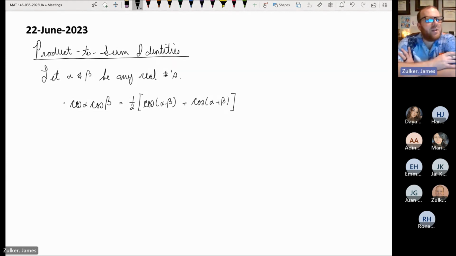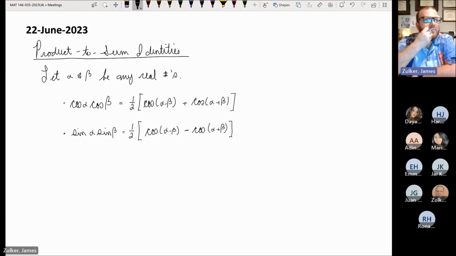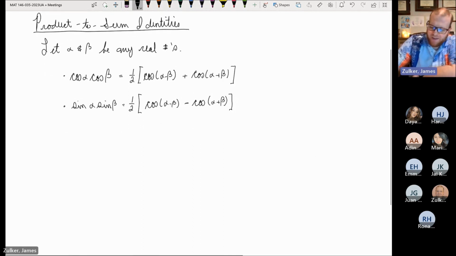So cosine of alpha times cosine of beta would be a half the quantity of cosine of alpha minus beta plus cosine of alpha plus beta. Sine of alpha times sine of beta would be half the quantity of cosine of alpha minus beta minus cosine of alpha plus beta.